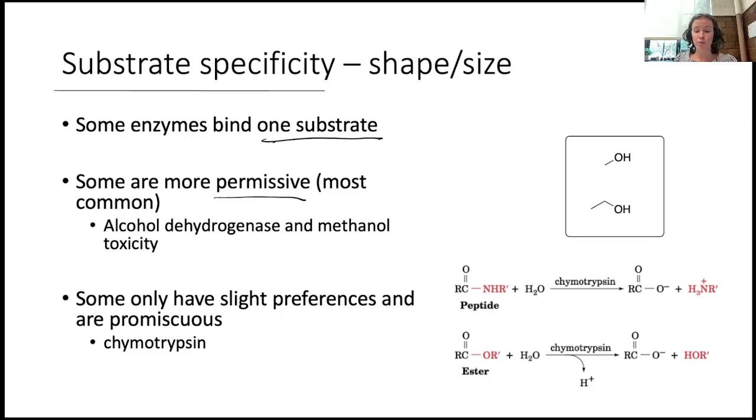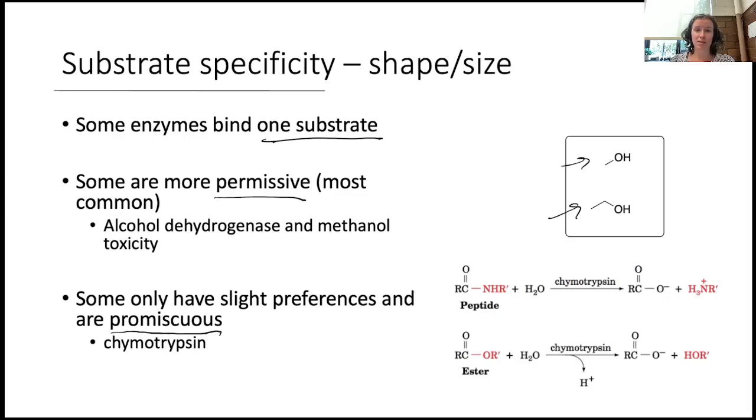So for example, on the right here, you see I have pictures of both ethanol and methanol. Well, the enzyme alcohol dehydrogenase inside of our body can bind both ethanol and methanol. And this leads to methanol toxicity because it'll perform a chemical reaction on methanol even though we should not be drinking it.